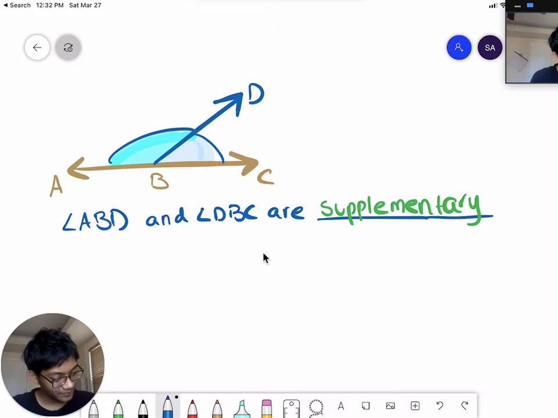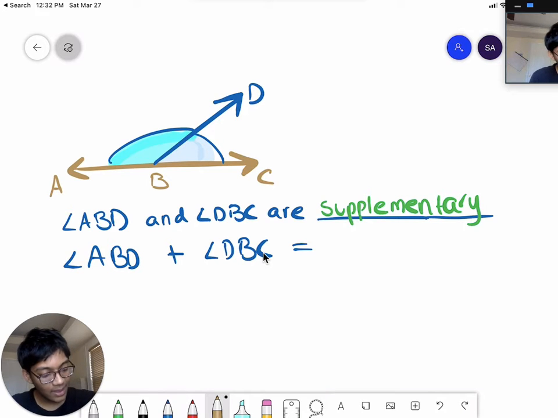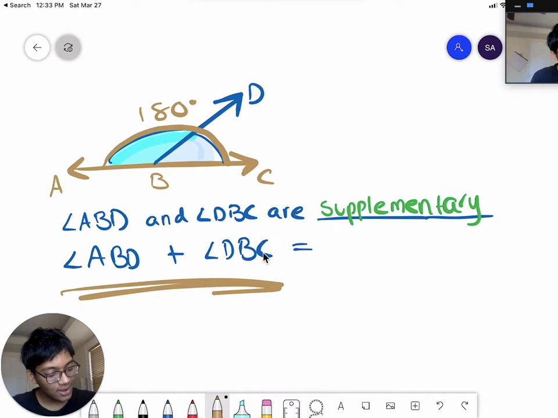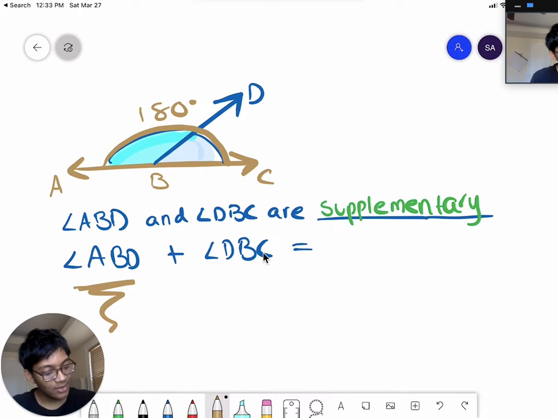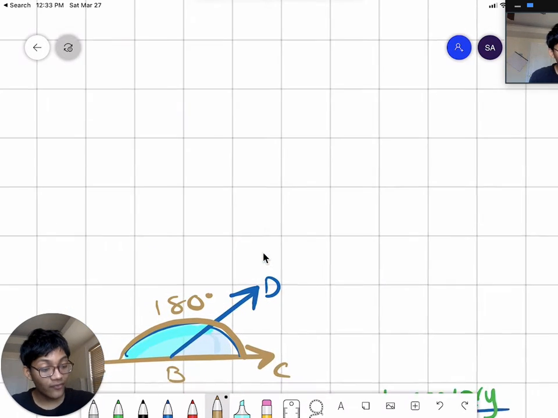And what does that mean? That means this is a code word for angle ABD plus angle DBC adds up to, well, what does it add up to? What's the whole angle's measure? Remember, what's the measure of a whole line? Well, it's 180 degrees. So what this is really saying is angle ABD plus angle DBC adds up to 180 degrees. That's all supplementary angles really means. It means you've got two angles that add up to 180. Alright, so that's all fair and good.